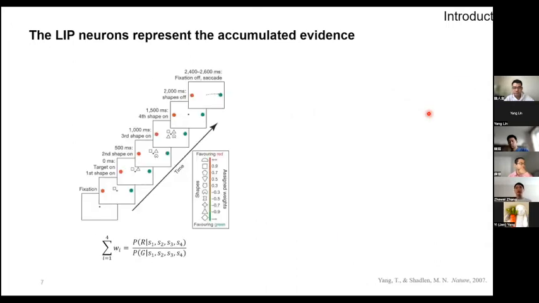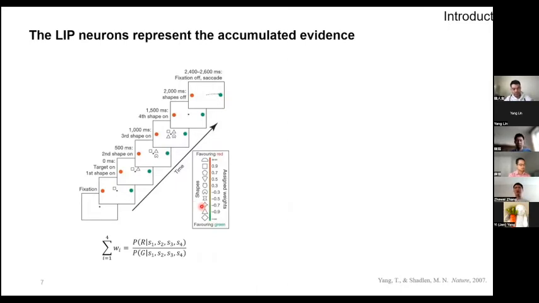Then Tianming and Mike quantitatively confirmed this idea that LIP neurons represent the accumulated evidence during the decision-making process. In this study, the monkey made a choice between a red target and a green target based on 4 presented shapes in each trial. The shapes were drawn randomly from a pool of 10 shapes, and each shape was assigned a unique weight.